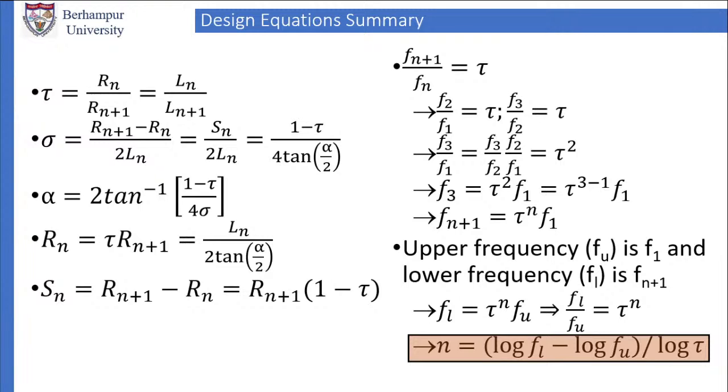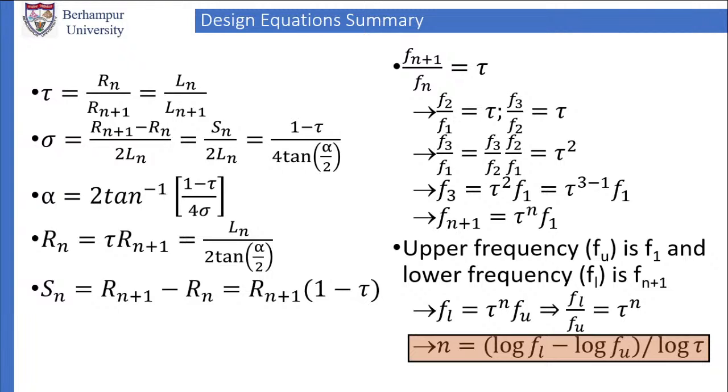Then let us summarize what we discussed. Tau is equal to rn by rn plus 1 or ln by ln plus 1. Sigma is equal to (rn plus 1 minus rn) by 2 ln, which is equal to sn by 2 ln, because rn plus 1 minus rn is equal to sn. That is equal to (1 minus tau) by 4 times tan alpha by 2. Alpha is equal to 2 tan inverse of (1 minus tau) by 4 sigma. Rn is equal to tau into rn plus 1, that is equal to ln by 2 tan of alpha by 2. Sn is equal to rn plus 1 minus rn, that is equal to rn plus 1 into (1 minus tau). Fn plus 1 by fn is equal to tau.